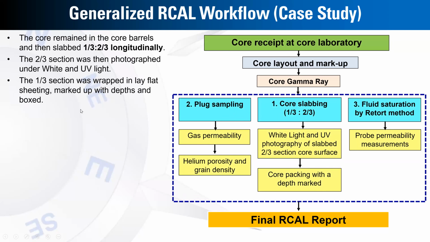So the generalized routine core workflow is receipt of core at the core lab, core layout and markup, then the core gamma ray for log and core depth matching, and then plug sampling or core sampling, followed by gas permeability, helium porosity, and grain density. This is the basic routine core measurements.